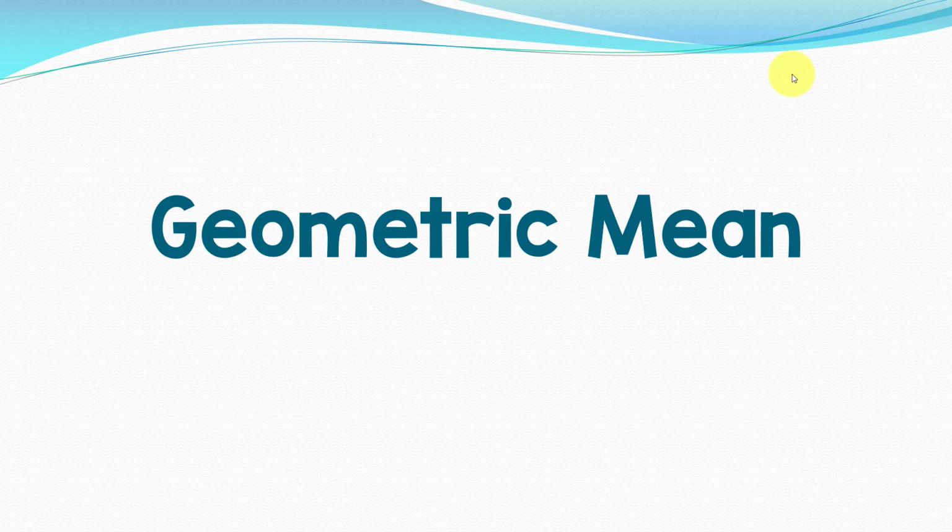All right, this lesson is going to talk about geometric mean and how we're going to use that to solve missing sides in a certain kind of triangle. So let's take a look. First of all, we're going to just talk about what geometric mean is as far as a series of numbers.